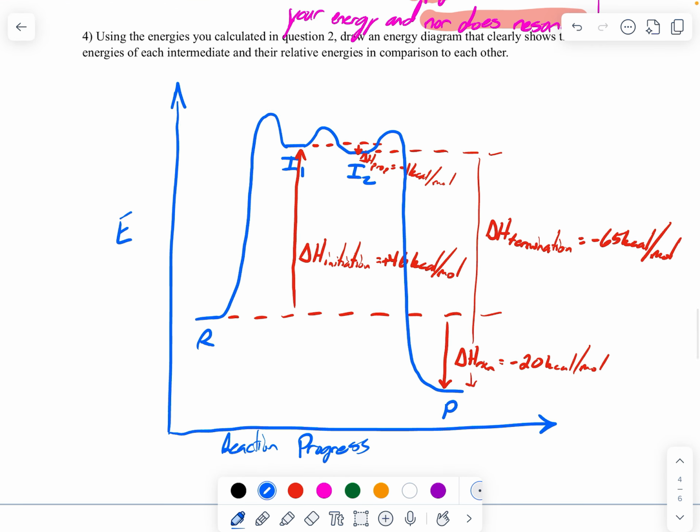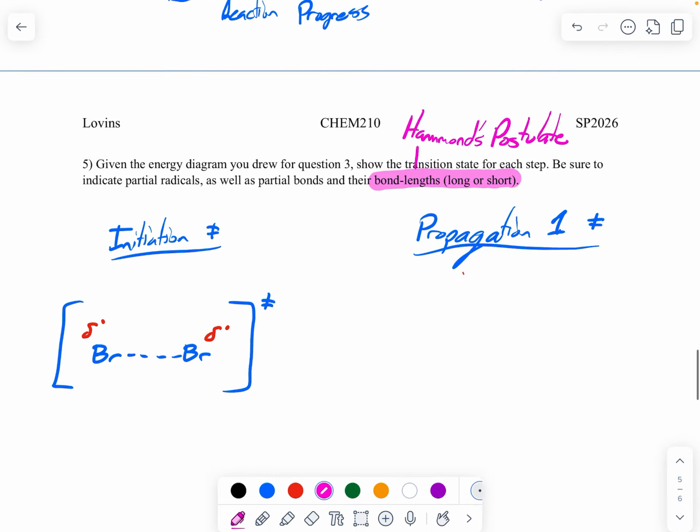Well, looking at this energy diagram, Hammond's postulate states that our transition state is going to look like whatever it is closest in energy to. And this is why it doesn't matter how high that hump is at the moment, because in both cases, if we look at that peak energy for the transition state and we look at what's closest, it's clearly I1. So for our initiation step, it looks like I1.